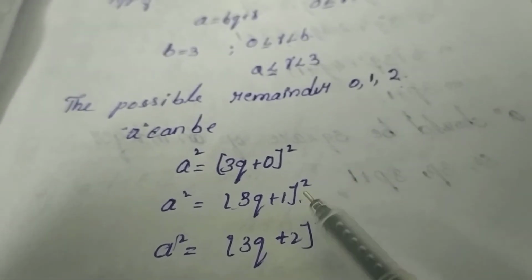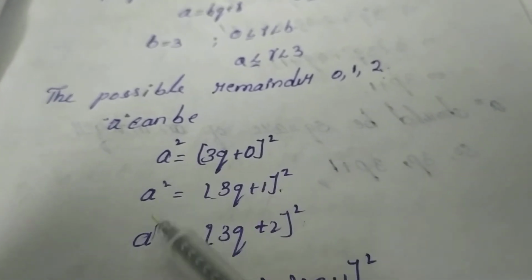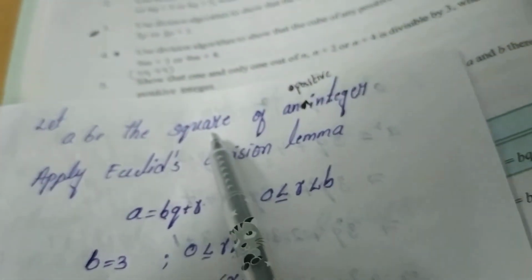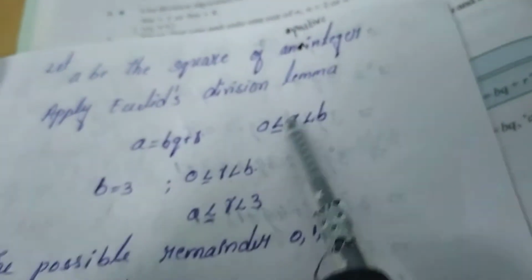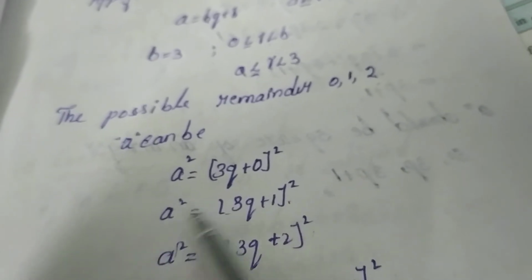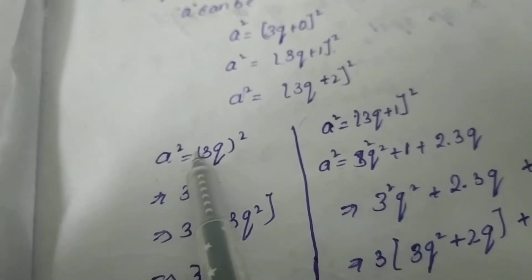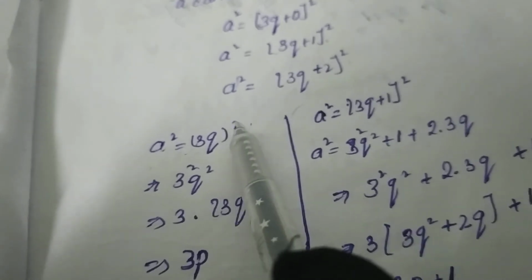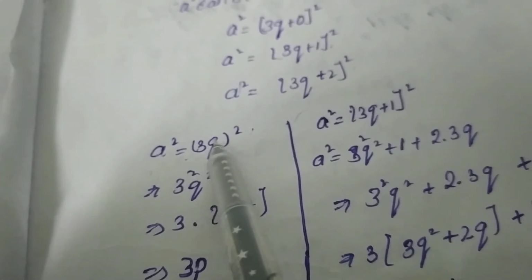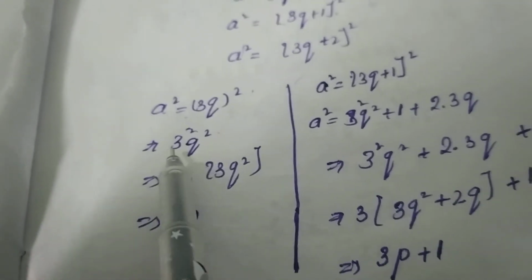According to the question, A is the square of a positive integer, so we have to do the square. We square the left-hand side and right-hand side, taking them one by one. A square is equal to 3q square, taking the square of each factor, it will be 3 square and q square.